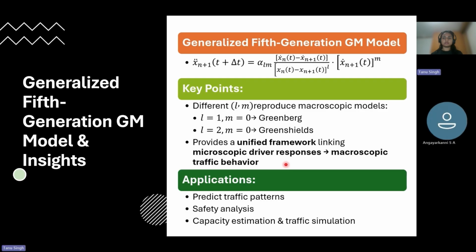So why is this important? Firstly, it allows us to predict traffic patterns based upon driver level responses, and also analyze safety and minimum headway requirements. It also helps estimate traffic capacity and simulate flow under varying conditions. So from individual vehicle behavior to overall traffic flow, the GM model provides a bridge between the microscopic actions and macroscopic measures.